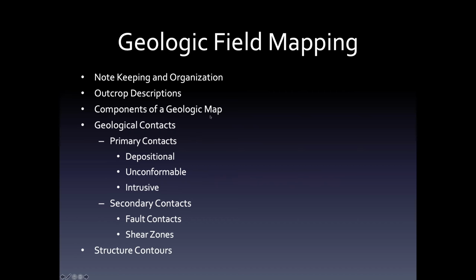We're going to talk a little bit about components of a geologic map. We're going to talk a little bit about geologic contacts in terms of primary contacts, depositional, unconformable, intrusive, secondary contacts, fault contacts, shear zones. We will hit structural contours a little bit later on in the semester, but these are going to become very important to our understanding of structures in the subsurface.